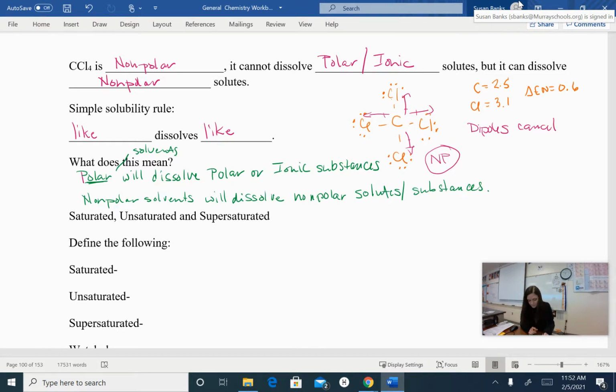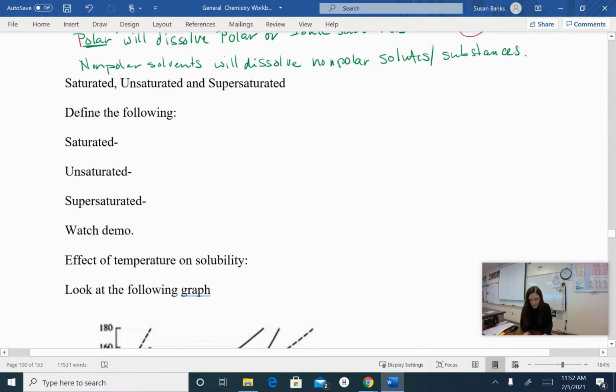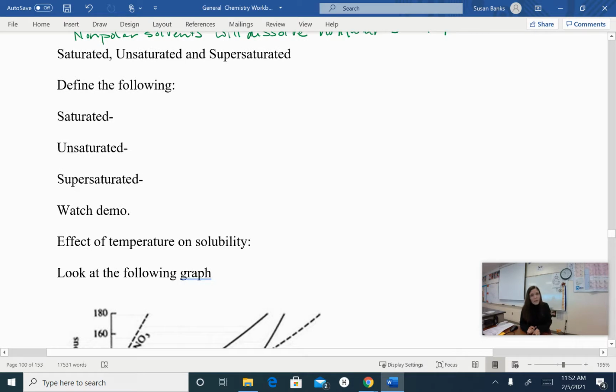All right, let's think about saturated, unsaturated, and supersaturated. Okay, when I think of something that is saturated, we sometimes, especially in art, use the word saturated to say that it's full of color.